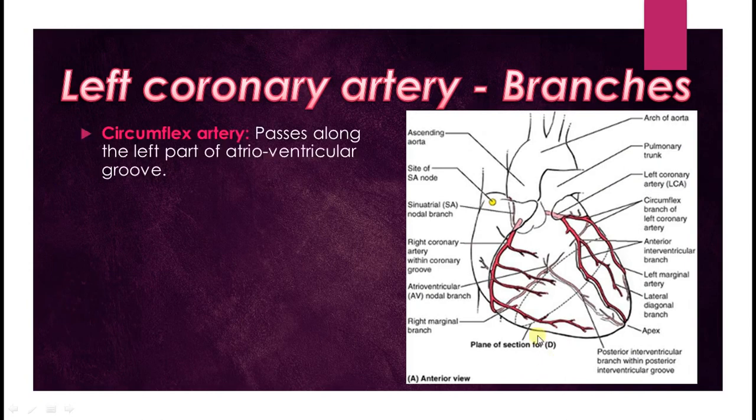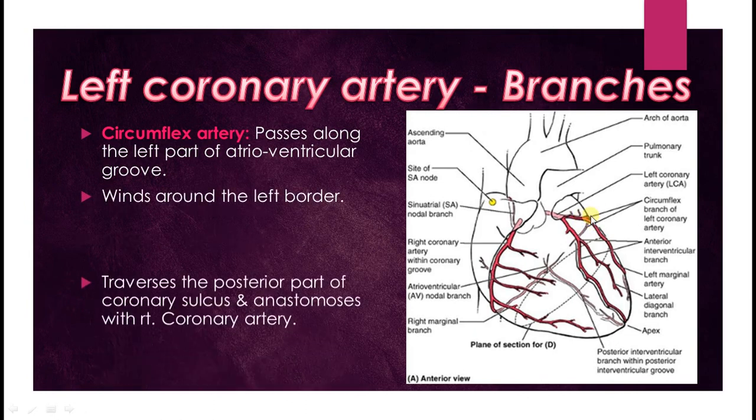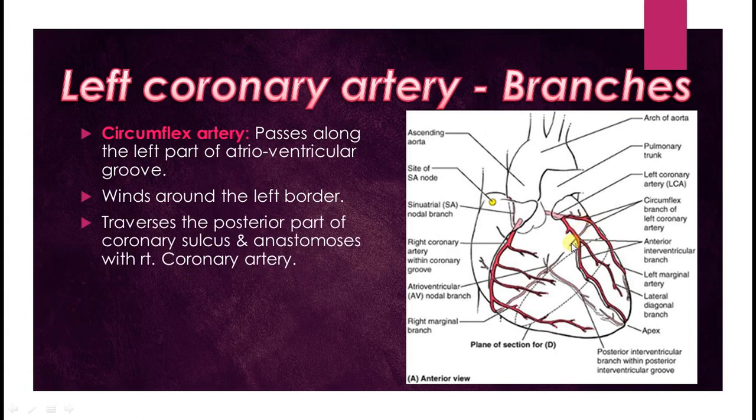Next we are going to discuss the circumflex. Circumflex means winding around. So the left circumflex artery passes along the left part of the atrioventricular groove or coronary sulcus, reaches near the left border of the heart, winds around the left border, traverses the posterior part of the atrioventricular groove or coronary sulcus, and anastomoses with the trunk of the right coronary artery near the crux of the heart.